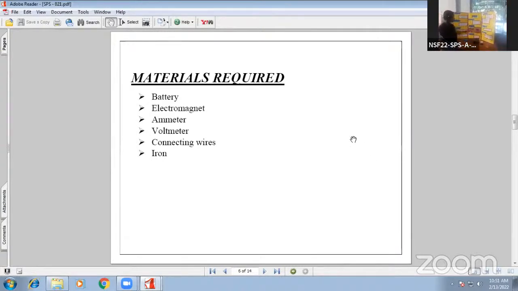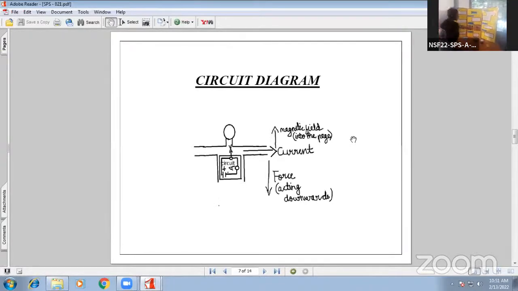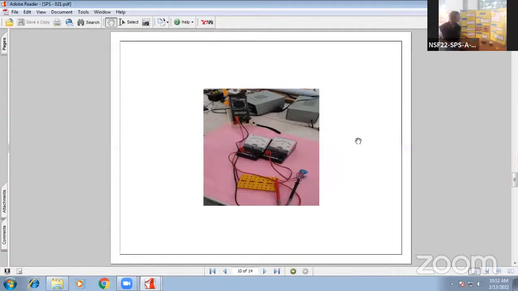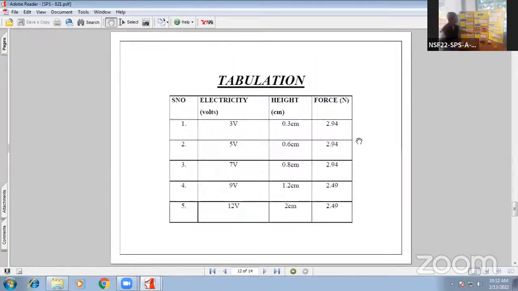So these are photographs. These are my circuits, and here I'll place an ammeter and voltmeter to check whether the current is being passed and how much is being passed. So this is the circuit diagram. The base of my project is Fleming's left hand rule. It states that the current, the magnetic field, and the force are mutually perpendicular to each other. As you can see, this is my armor.